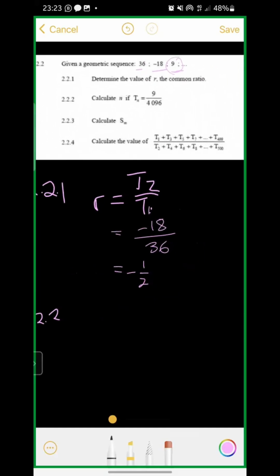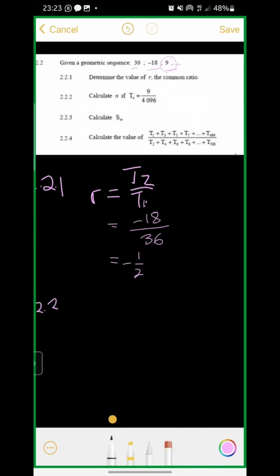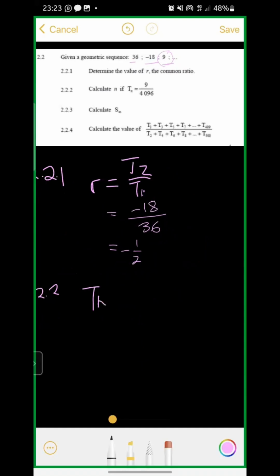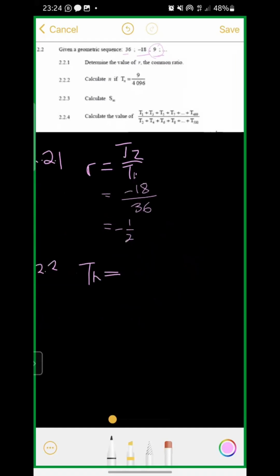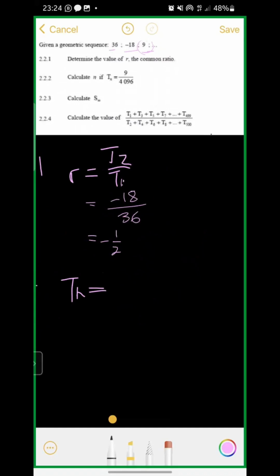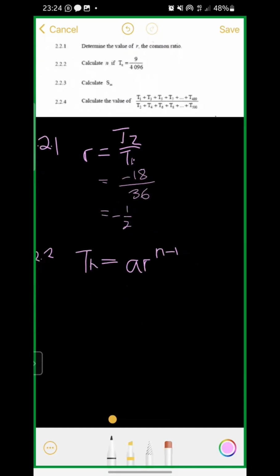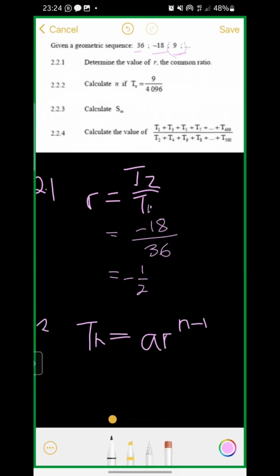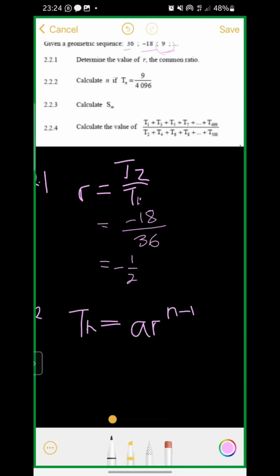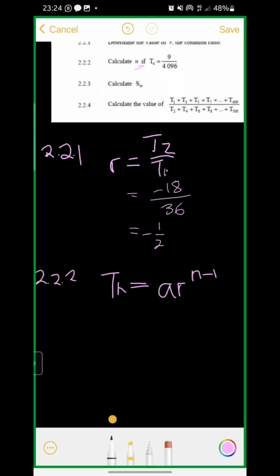Calculate n, if Tn is equal to 9 over 4096. So Tn, let's just write the formula. Tn always represents the formula. So for a geometric sequence, what's our formula? Tn equals a times r to the power of n minus 1. So this is our formula, just like that. Now they want us to calculate the value of n, which is the position.